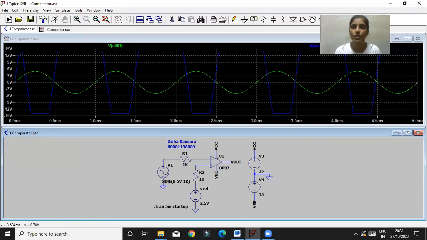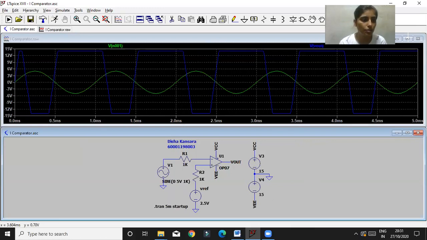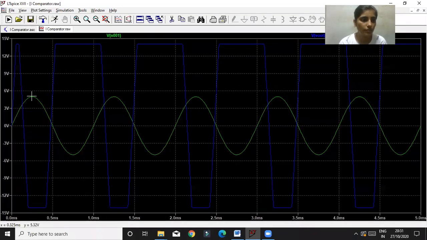In the output, I applied an input voltage of 5 volts, and I get an output of approximately 14.125 volts. So this is my output of the inverting comparator.